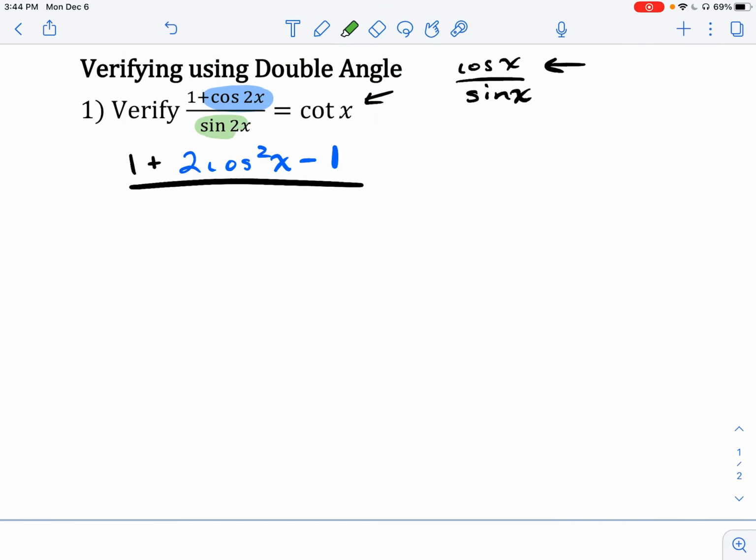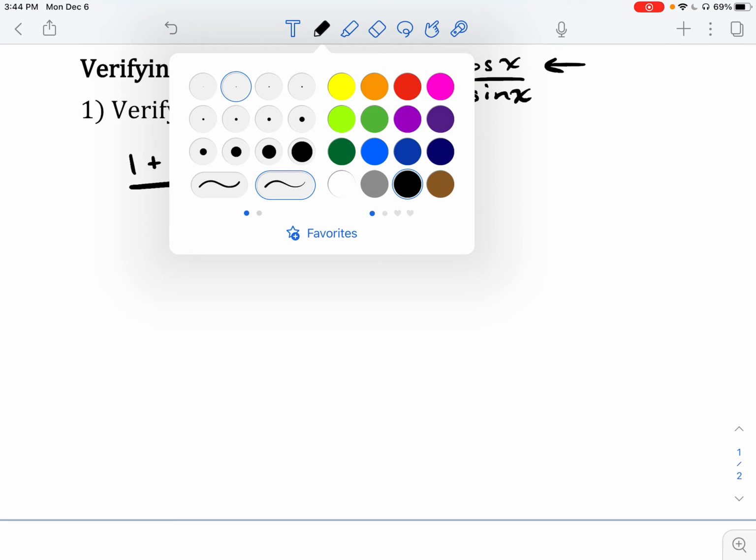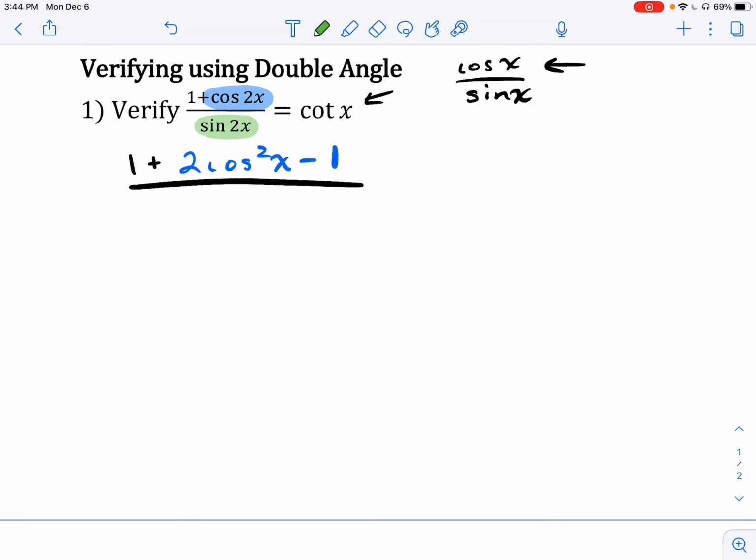Let's highlight that in green. Well, my denominator, there's only one thing that I can replace this with. This would be 2 sine x cosine x. Okay, and let's do some simplifying and see where this takes us. Remember, we want this to be equal to cotangent of x.